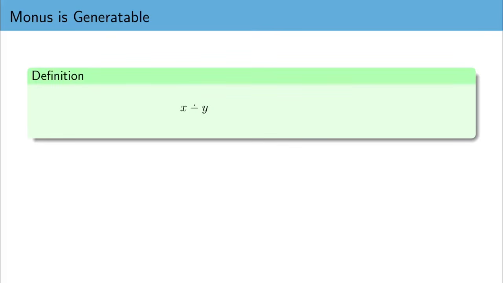When we're talking about primitive recursive functions, we're restricting our attention to the natural numbers, but we still want to be able to talk about subtraction, hence the monus operation, the minus sign with a dot over it. We define x monus y to be x minus y if that's a natural number, and 0 otherwise. And I claim that monus is generatable.